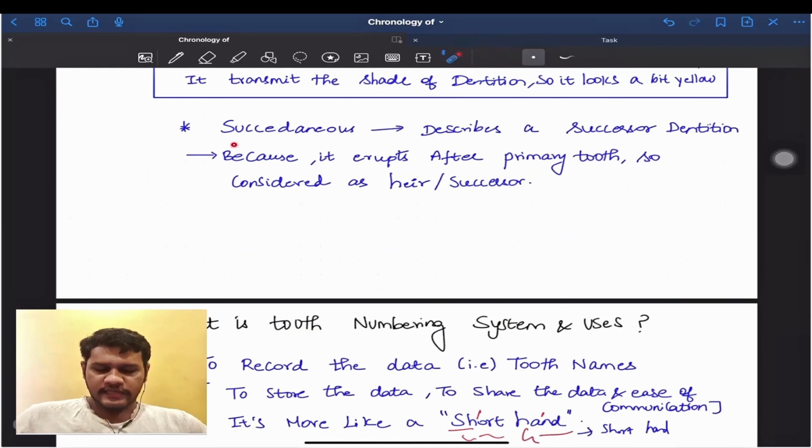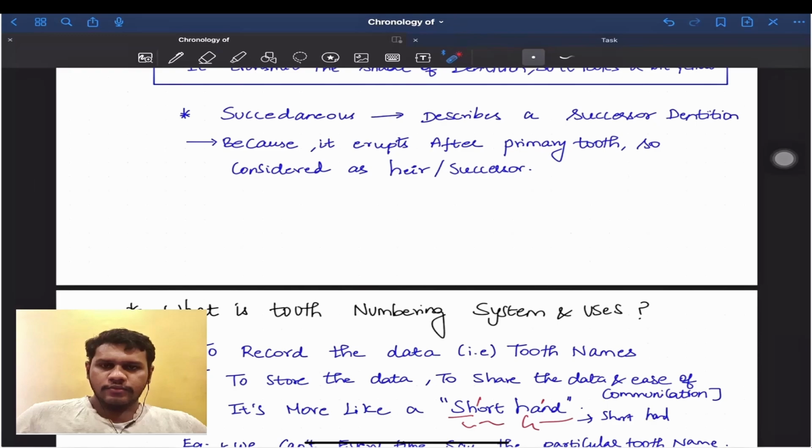The term succedaneous describes a successor tooth. At the place of a primary tooth, the permanent tooth comes, so it is called a successor. In the previous video, I asked a question about a successor tooth, and I explained it in that question.